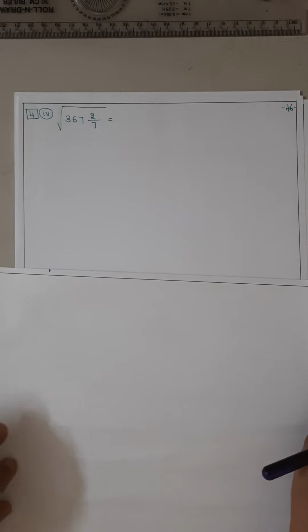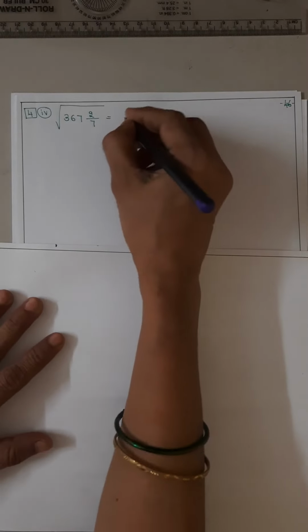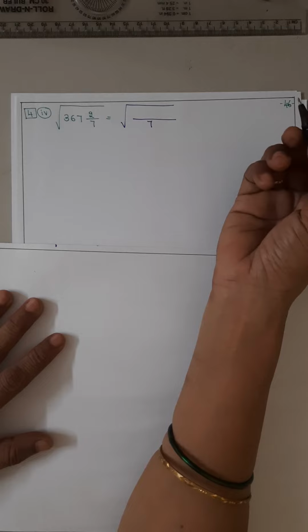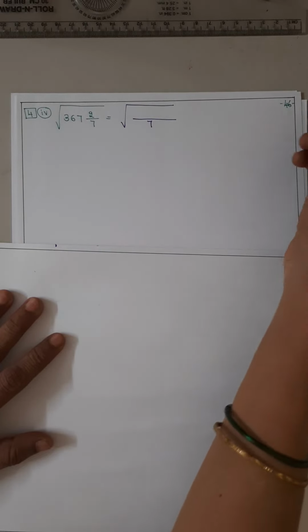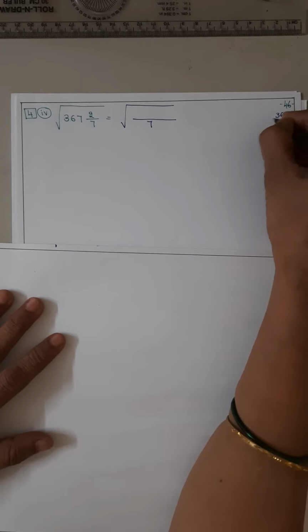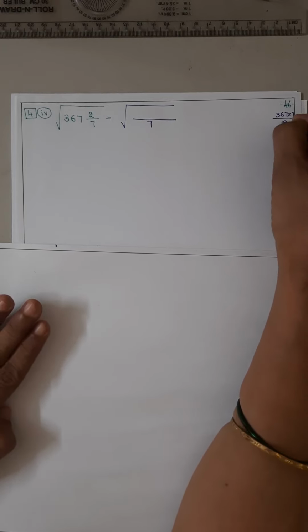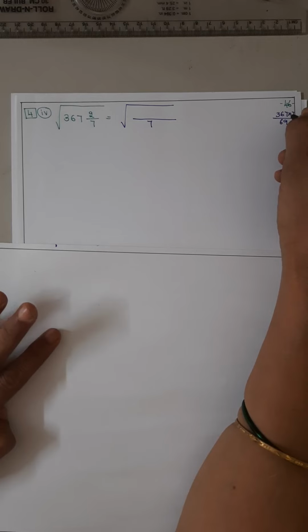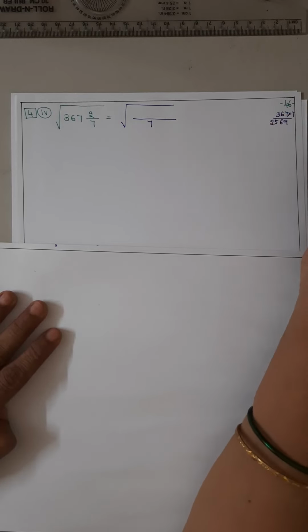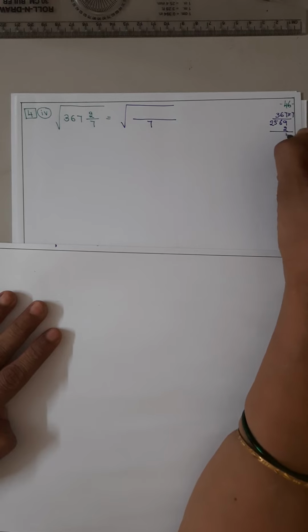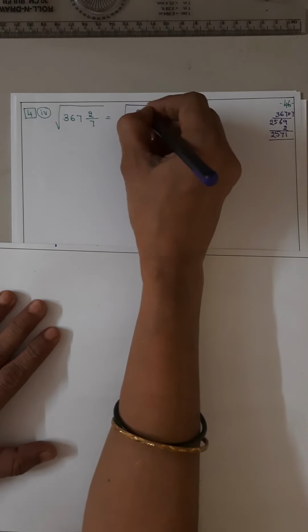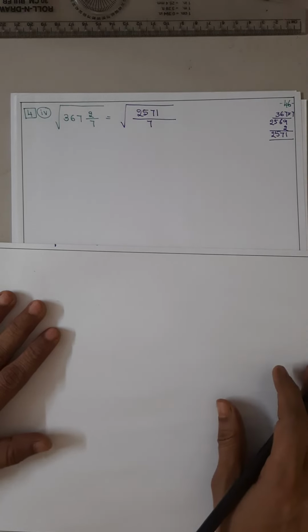It is 367 2 by 7. Okay. Now in the denominator it is 7. 367 into 7: 7 7s are 49, 7 6s are 42, 42, 46, 7 3s are 21, 22, 23, 24, 25, and when you add 2, it will be 1 7 5 2. So you got 2571 upon 7.